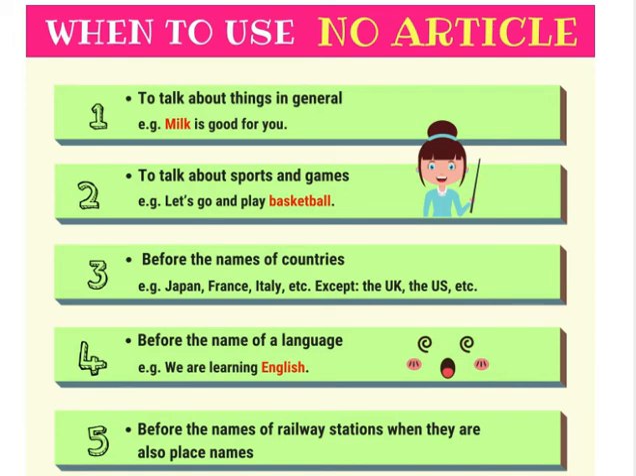Okay, so when to use no article? We use no article to talk about things in general, like "milk is good for you," or to talk about sports and games. "Let's go and play basketball." Or before the names of countries, Japan, France, Italy, etc., except the UK, the US, and the examples we already said.